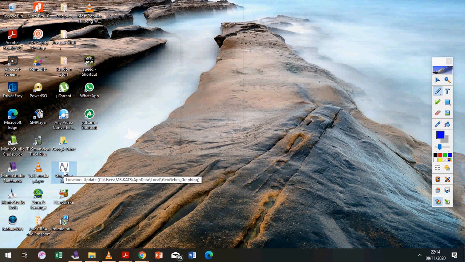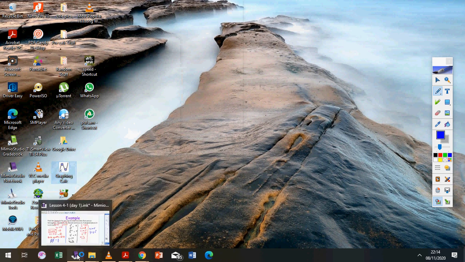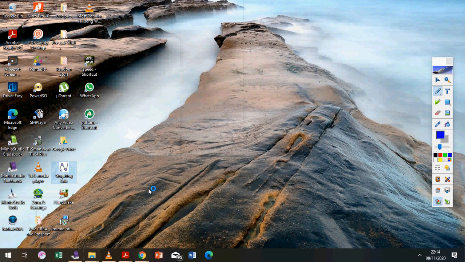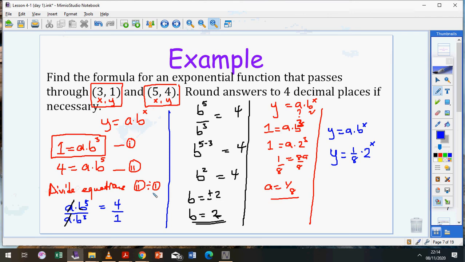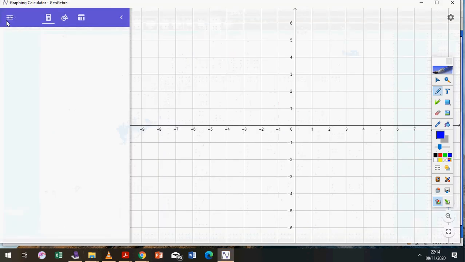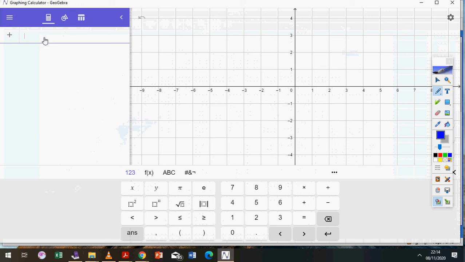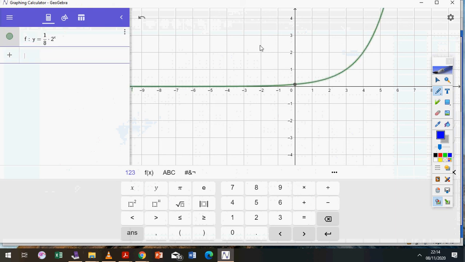Let's see what it looks like as this loads. Okay, there we go. Y is equal to 1 out of 8 times 2 to the power of x. If I graph that, then that's what my graph looks like.